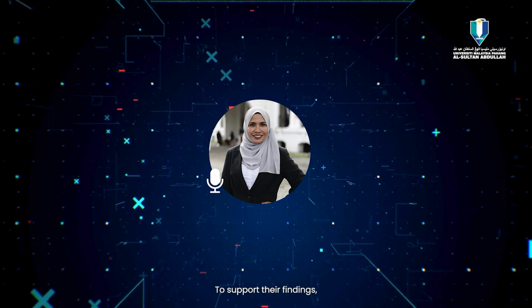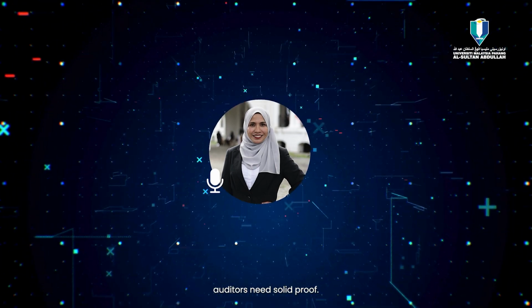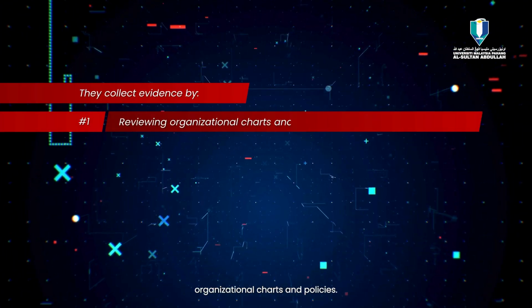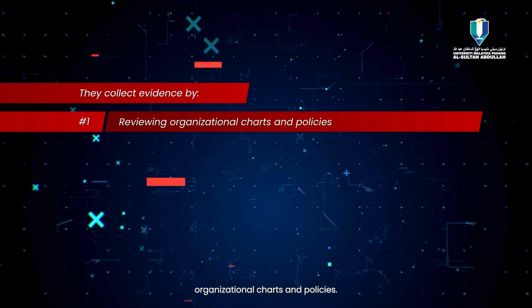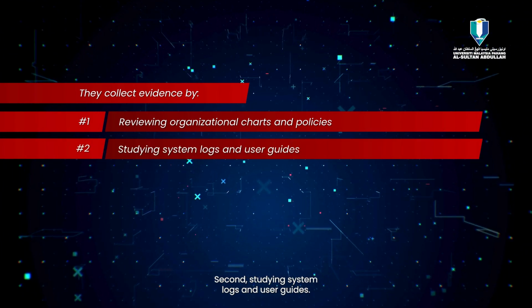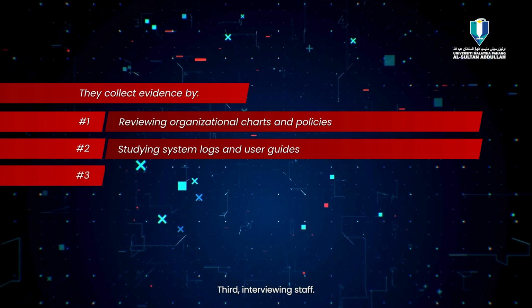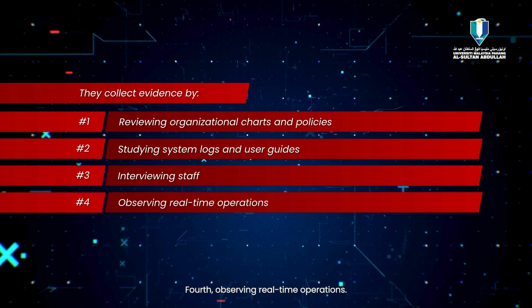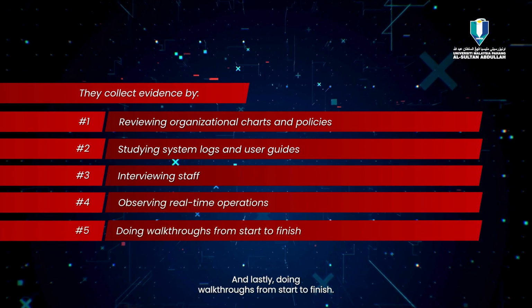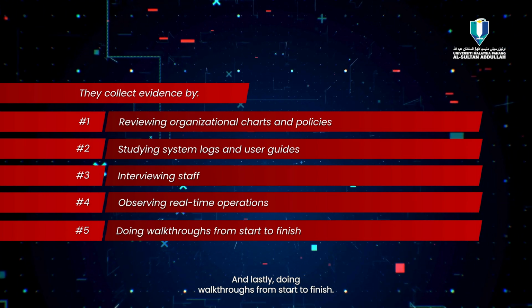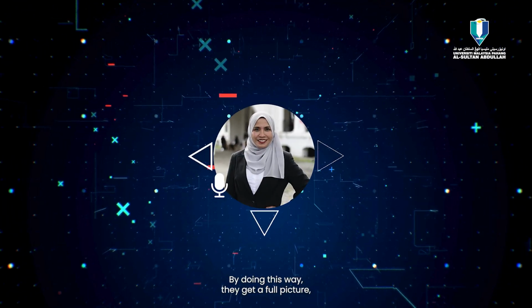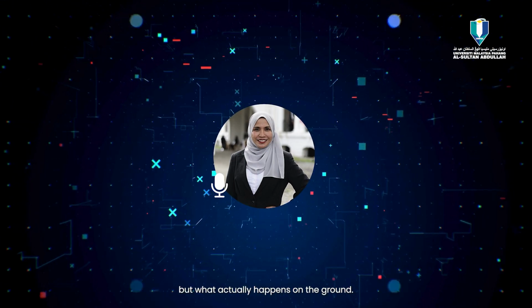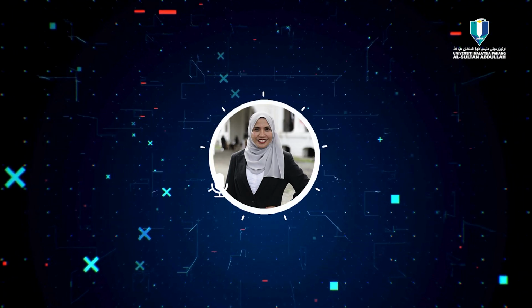To support their findings, auditors need solid proof. They collect evidence by first, reviewing organizational charts and policies. Second, studying system logs and user guides. Third, interviewing staff. Fourth, observing real-time operations. And lastly, doing walkthroughs from start to finish. By doing this, they get a full picture, not just what is written in a document, but what actually happens on the ground.